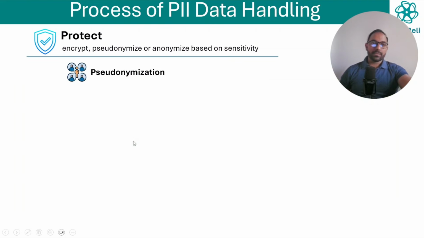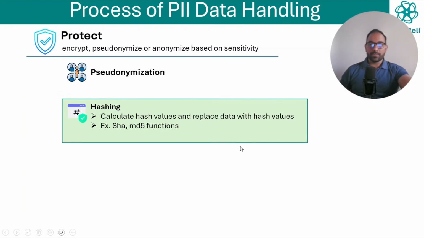So first, let's see what is inside pseudonymization. Here we have two techniques. One is hashing, where we calculate the hash values of any column and then replace the data with those hash values. Examples are SHA, MD5, these kinds of functions. And if we do hashing, then the data is not reversible, because from hashed values we can't get the original data back.